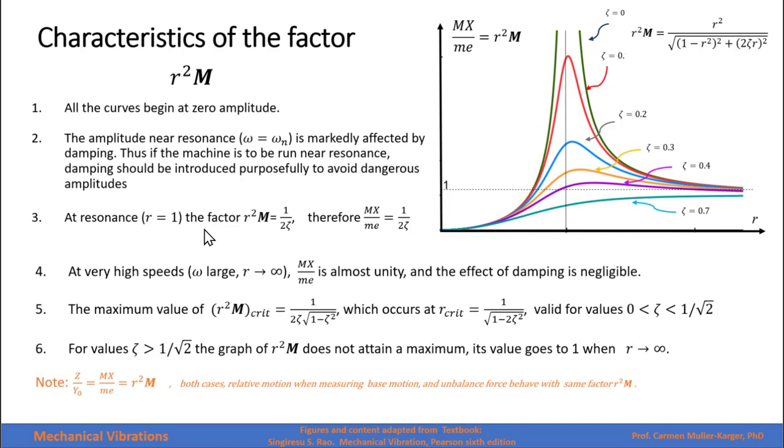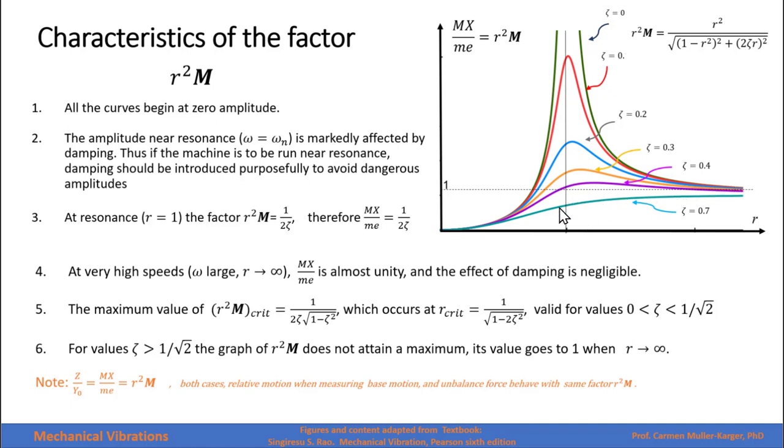At resonance, R equals 1. If we put R equals 1 over here, these terms cancel out, and it will be 2 zeta times 1 squared, and that cancels out with the square root. Then we have that the value for r squared times the magnification factor is equal to 1 over 2 zeta. At very high speeds of the machine, all values, independently of the damping, go to 1.